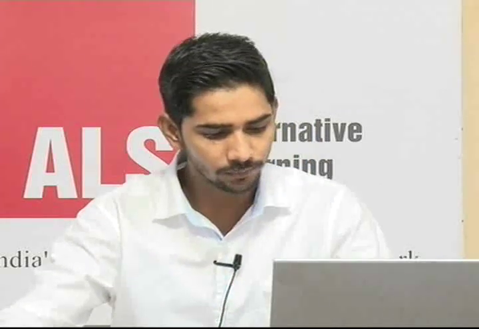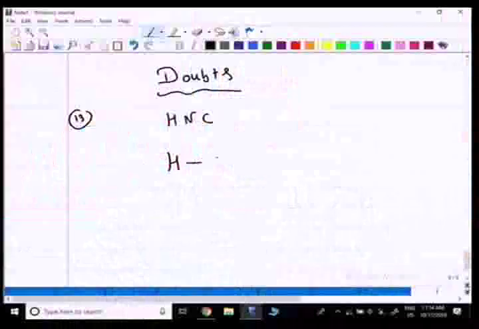Okay, so let's start with the question number 13 and 14. Oxidation number of carbon in HNC. So guys, first of all, let's draw its structure. Question number 13. See, this is your HNC. If you look at the structure, it will look like this.